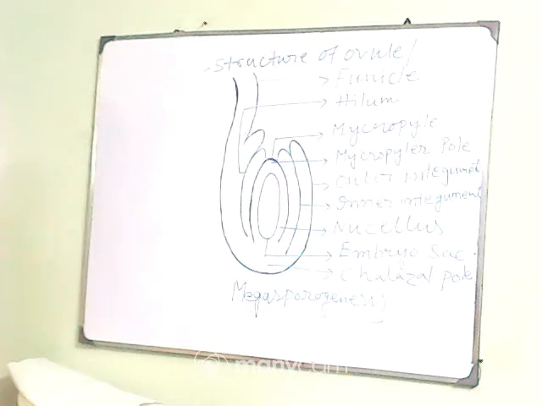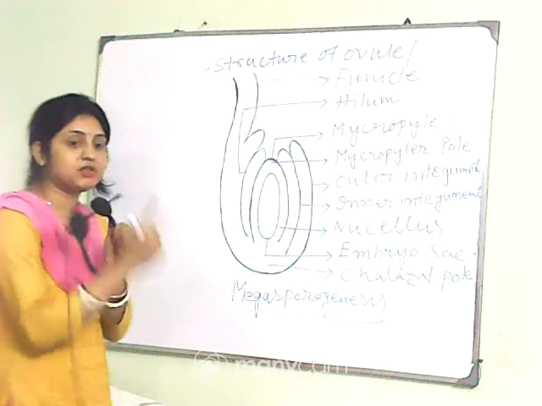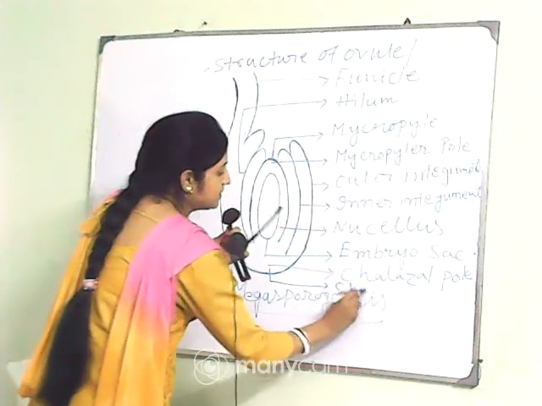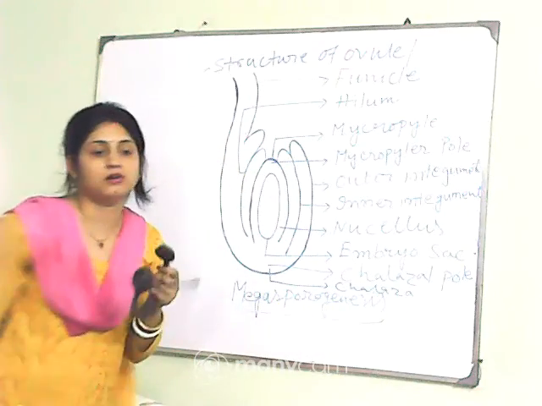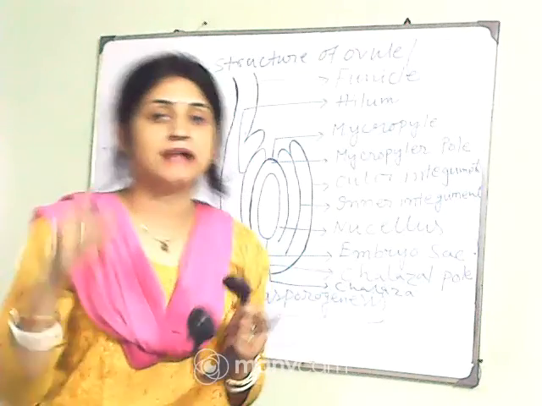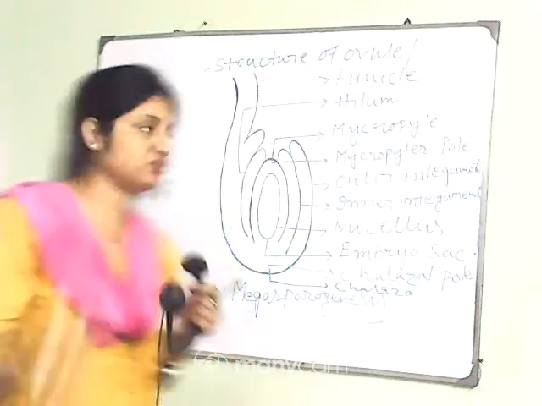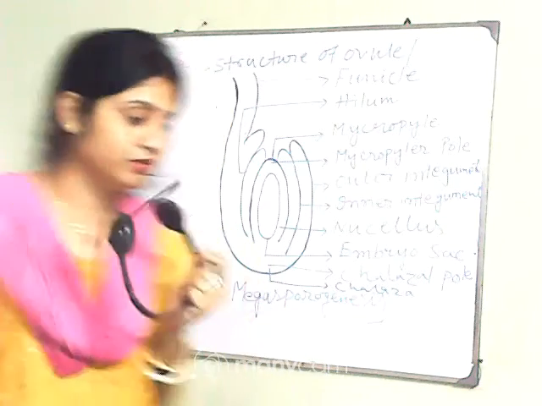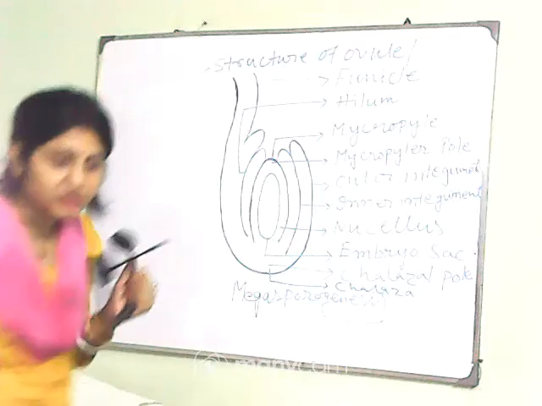You can see this structure in your book also, and there are many parts present in an ovule: the funicle, hilum, micropyle, micropylar pole, outer integument. The micropyle and chalaza are always present on opposite sides. This part is micropylar and the end part is known as the chalaza. Always remember they are like the north pole and south pole. The micropylar pole and chalaza will always be in opposite directions. And then inner integument, nucellus, embryo sac, chalazal pole and chalaza. Now I will give you the definition of each and every part of this ovule. Clear, everyone?